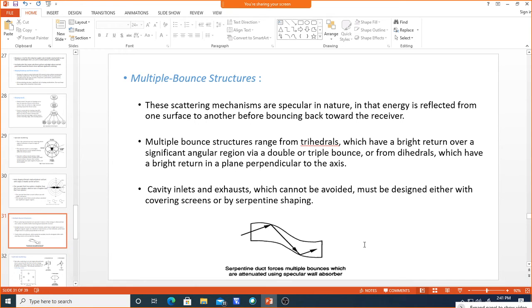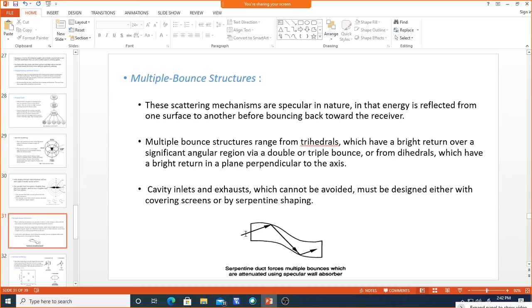Now coming to the multiple bounce structures. This is also one of the shaping techniques, where multiple returns will attenuate the signal energy, because if multiple reflections happen, the energy will get lost in this process itself. Okay, so it will not give the maximum energy or backscatter energy. If the shaping is planar, say for example it is not a curved surface, it will hit directly and reflect back, so you will get the maximum reflected energy. So in order to reduce the radar cross section, we have to reduce the backscattering energy, and this is one of the methods to reduce the scattering.